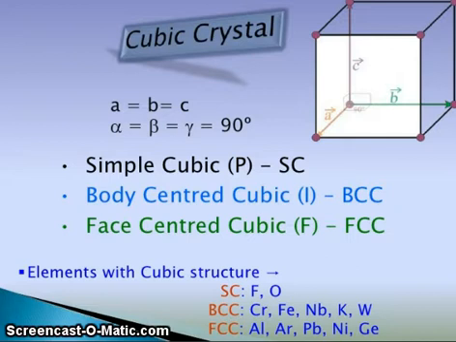Now the 7 crystal systems. Cubic crystals: a equals b equals c, alpha equals beta equals gamma equals 90 degrees. Simple cubic P, body centered cubic I (BCC), face centered cubic F (FCC). Elements with BCC: chromium, iron, niobium, potassium, tungsten. FCC: aluminum, argon, lead, nickel and germanium.